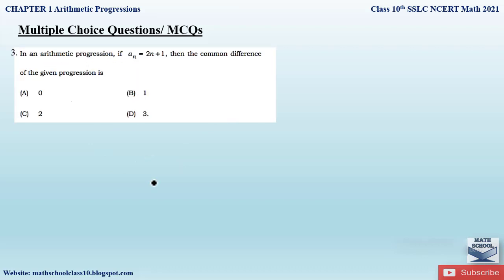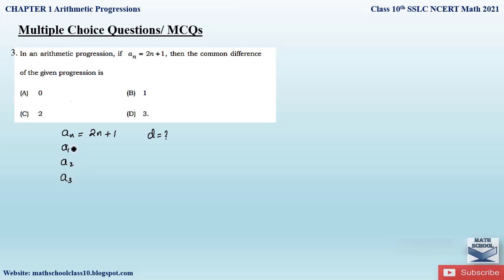Our next question is, in an arithmetic progression, if an is equal to 2n plus 1, then the common difference of the given progression is. So here they have given us the nth term, an is equal to 2n plus 1. And now we have to find out the common difference D, right? So using this nth term formula, you can find out the terms, that is a1, a2, a3, right?